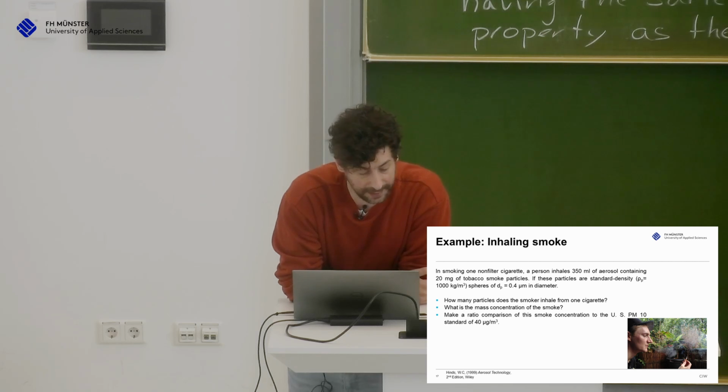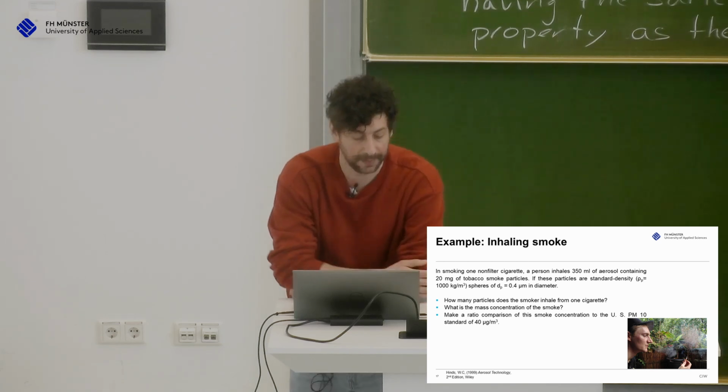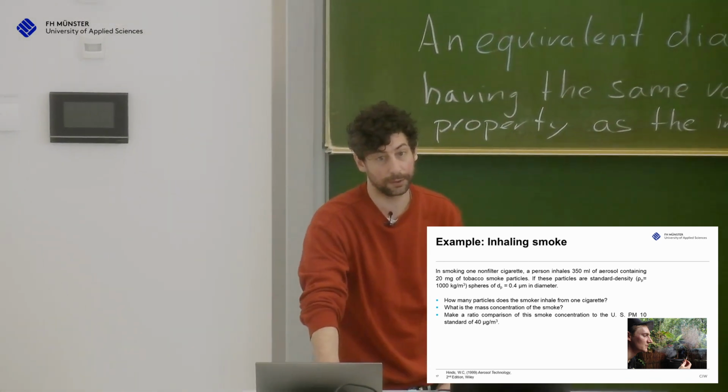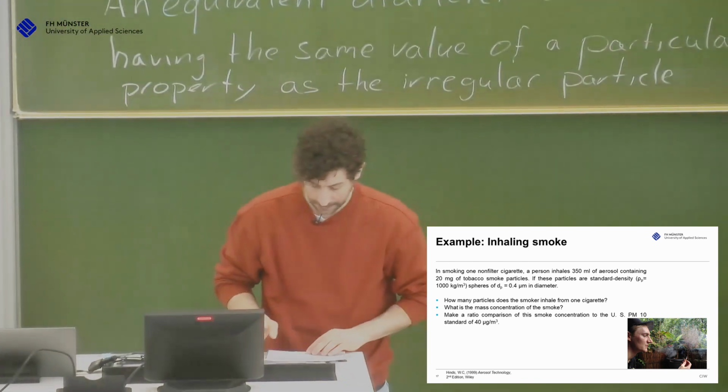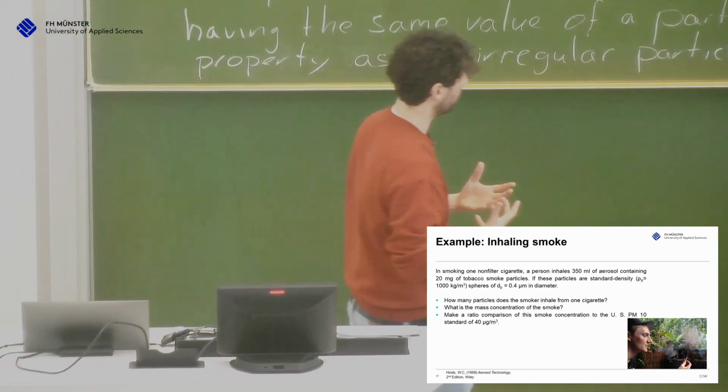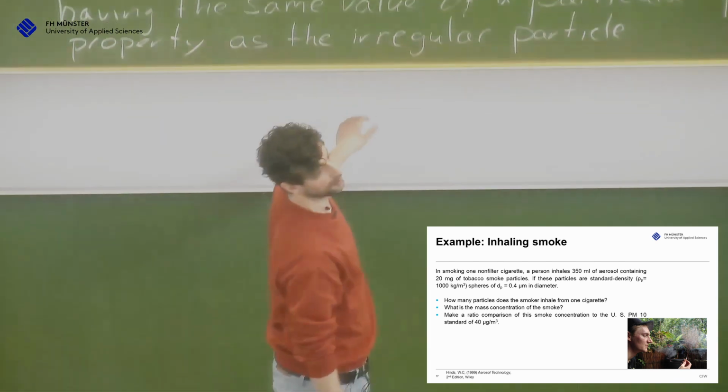If these particles are standard density, 1000 kilograms per cubic meter, spheres of 400 nanometer diameter, calculate how many particles the smoker inhales from one cigarette, what the mass concentration of the smoke is, and make a ratio or comparison of this smoke concentration to the US PM10 standard of 40 micrograms per cubic meter. So I want you to make the calculations now. It's very simple calculations, but in my opinion, it's a quite nice example to understand a little bit.